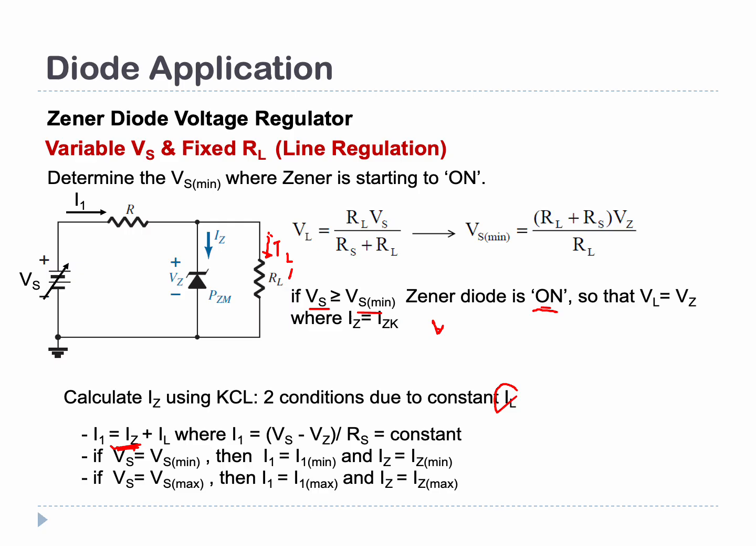Alright, if your Vs is at minimum, a very low value, then your I1 is going to be at a minimum value. So Vs and I1 change proportionally. When your Vs is low, your I1 also will be minimum. When your I1 is minimum, since your IL is fixed, your Iz also will be minimum. But if your Vs is maximum, your I1 will be maximum, and of course your Iz also will be maximum, because the current across RL does not change.